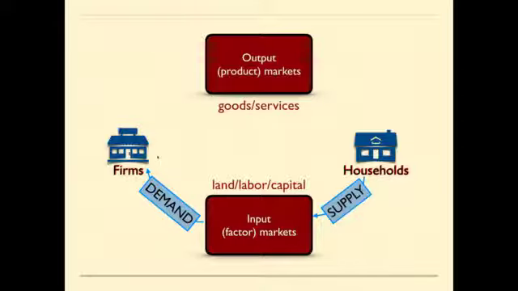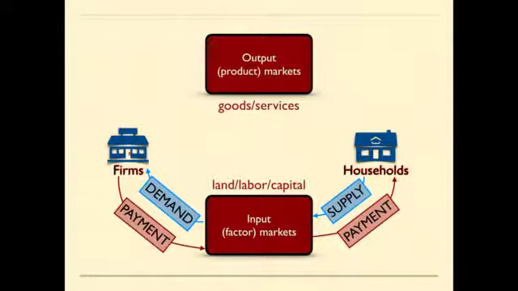So what happens when you get hired? An exchange occurs. You're supplying your labor to the firm so they can use it, and they provide you payment for the services of your labor. So this is where households and firms interact with one another in the exchange of land, labor, and capital. Households supply those factors of production, firms demand them, and firms provide payment for the usage of that land, labor, and capital.